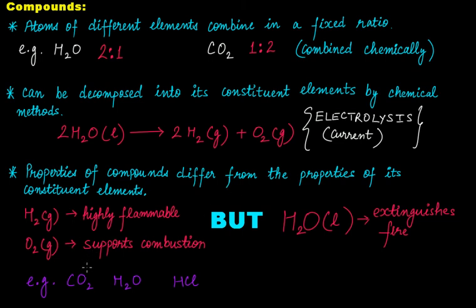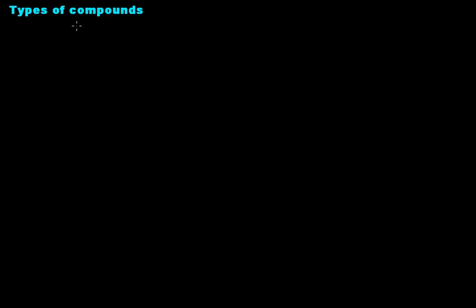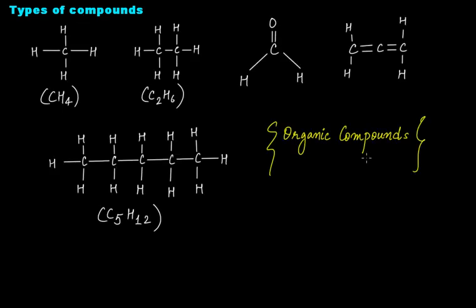So one example we have seen here. These are some of the examples: carbon dioxide, water, hydrogen chloride. These are some of the examples of compounds. Now, types of compounds. The first type is organic compounds. Organic compounds are basically compounds that contain carbon hydrogen bonds, CH bonds.